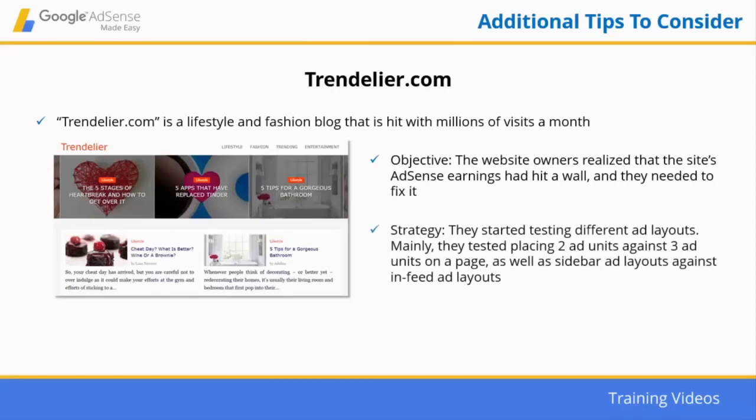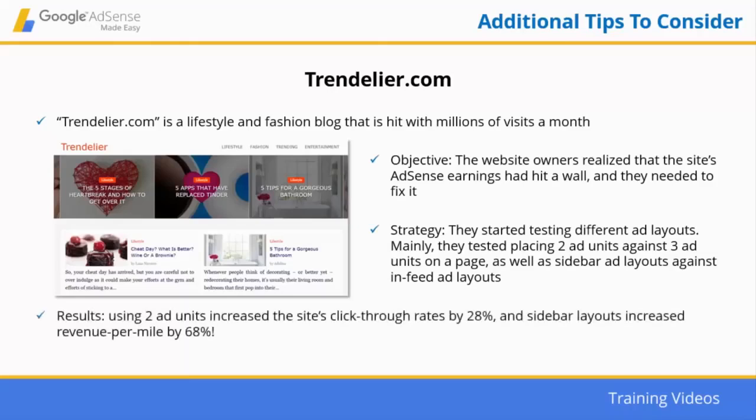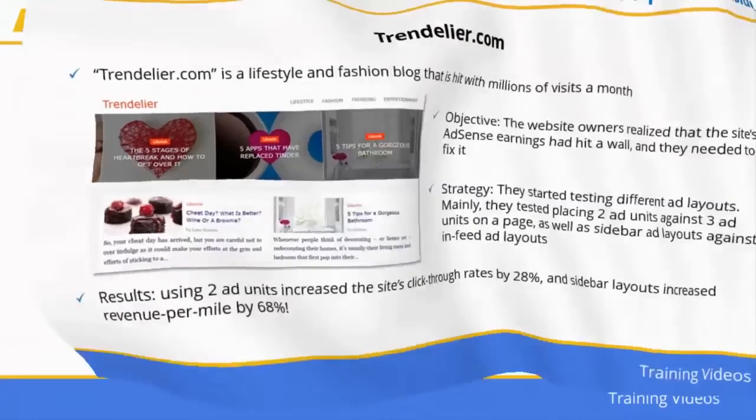Strategy: they started testing different ad layouts. Mainly, they tested placing 2 ad units against 3 ad units on a page, as well as sidebar ad layouts against in-feed ad layouts. Results? Using 2 ad units increased the site's click-through rates by 28%, and sidebar layouts increased revenue per mile by 68%.